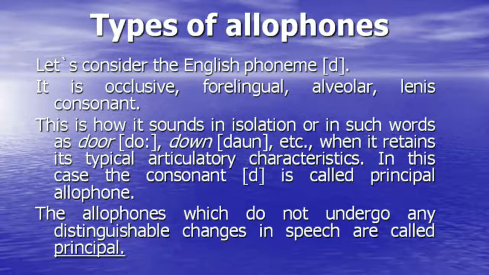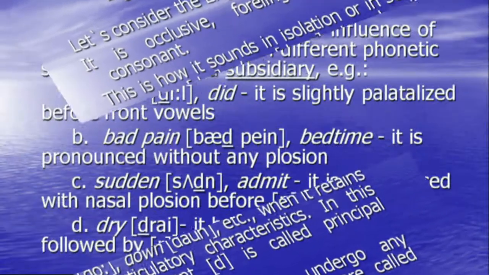Let's consider the English phoneme D. It is occlusive, forelingual, alveolar, lenis consonant. This is how it sounds in isolation or in such words as door, down, when it retains its typical articulatory characteristics. In this case, the consonant D is called the principal allophone. The allophones which don't undergo any distinguishable changes in speech are called principal.